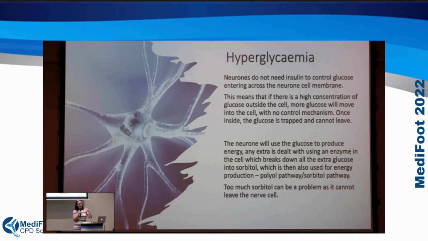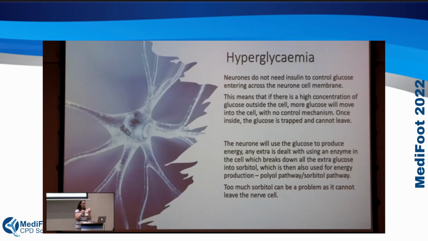So the higher the levels of glucose in your blood, the more glucose those cells will take in, in an uncontrolled way. All right? That creates major problems, because how your cells, particularly your nerve cells, deal with glucose is they put it through their normal pathway to produce energy. Any extra glucose goes into a different biochemical pathway, which we call the polyol pathway, and that then allows the glucose to be broken down into sorbitol, and the sorbitol is then used to produce energy. So on the whole, the cells cope with it.